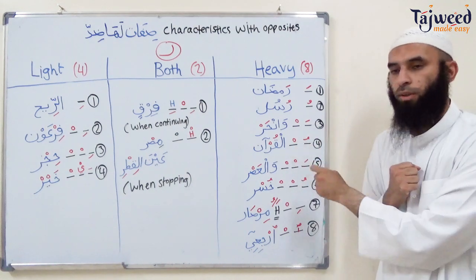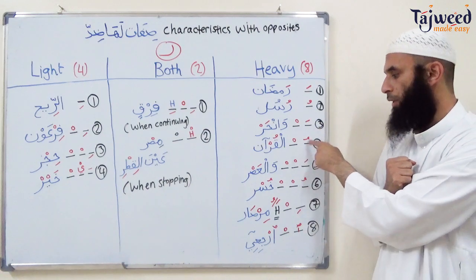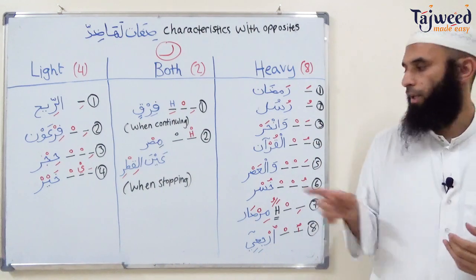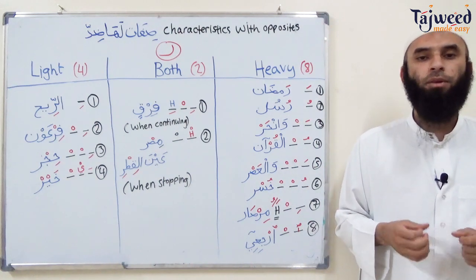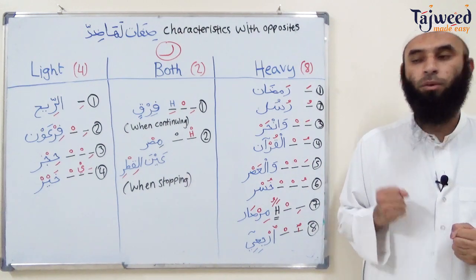Situation number 4. When ra has a sukun, we look at the previous letter. If the previous letter has a dhamma, then we're going to pronounce ra in a heavy manner. Like the word Quran. Al-Quran. Not light, but heavy.